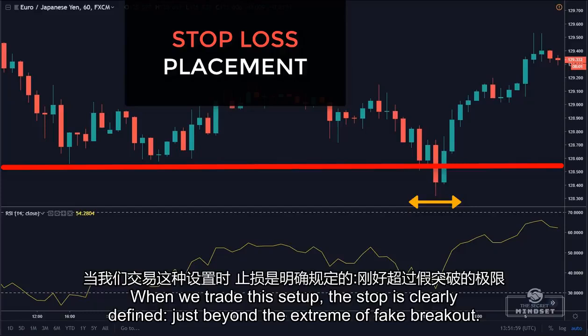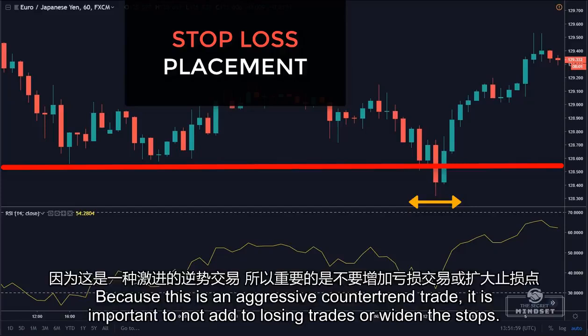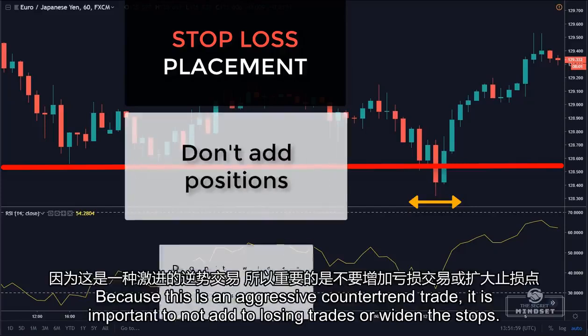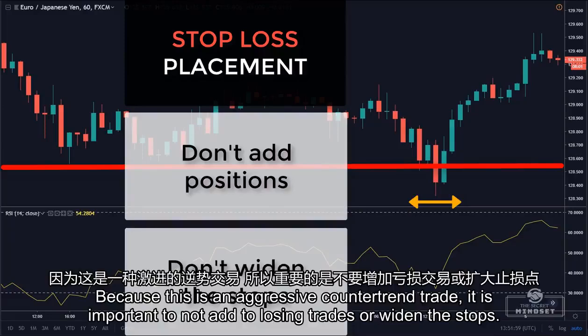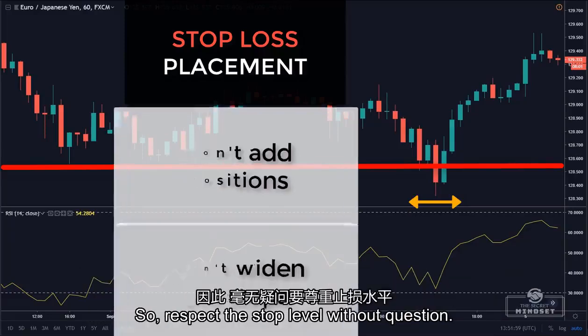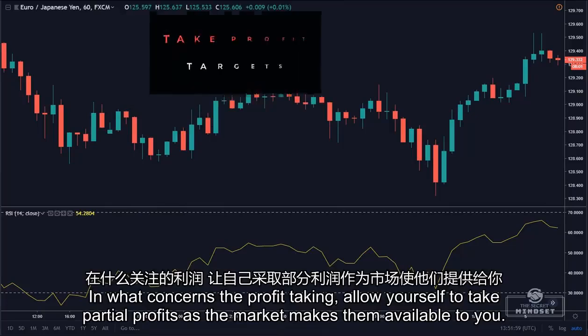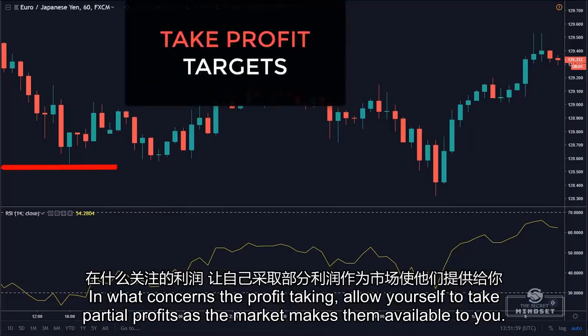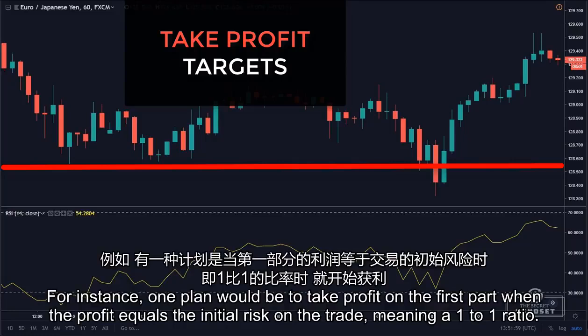Because this is an aggressive counter-trend trade, it's important not to add to losing trades or widen our stops. In what concerns the profit taking, allow yourself to take partial profits as the market makes them available to you. For instance, one plan would be to take profit on the first part when the profit equals the initial risk of the trade, meaning a 1-to-1 ratio.